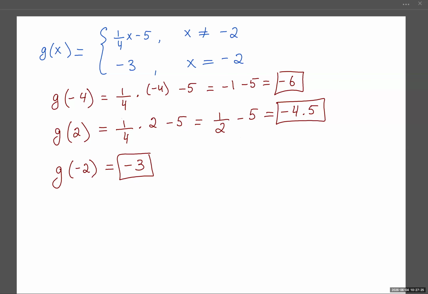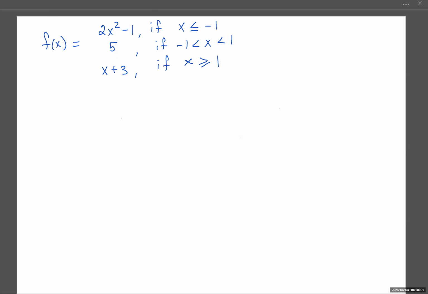All right, we'll do one more example with 3 functions instead of just 2. f of x equals 2x squared minus 1 if x is less than or equal to negative 1, then just 5 if x is in between negative 1 and 1, and x plus 3 if x is greater than or equal to 1. So 3 equations instead of just 1.